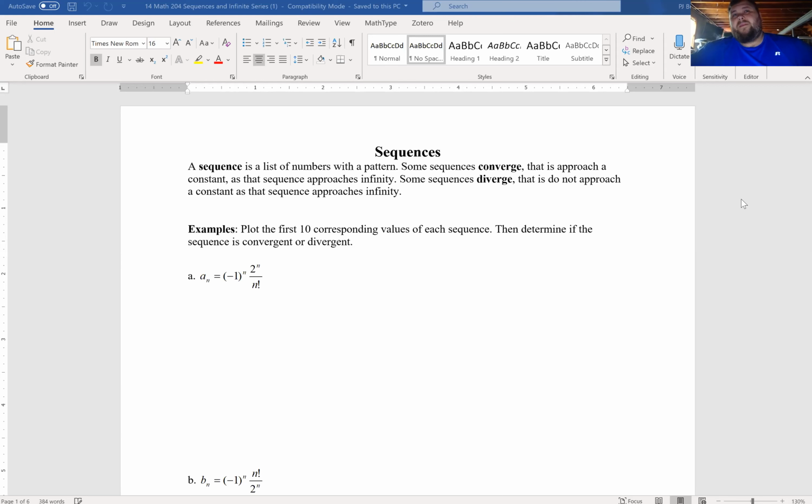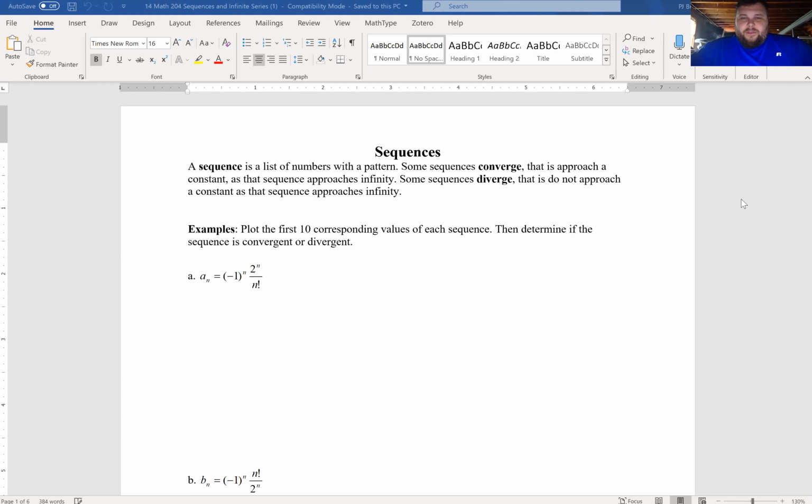But they don't always have to be based on the number prior. So for instance, the sequence could be 2n. It could be 2 times the number. So 2 times 1, 2 times 2, 2 times 3. Right? That's not necessarily based on the previous value.